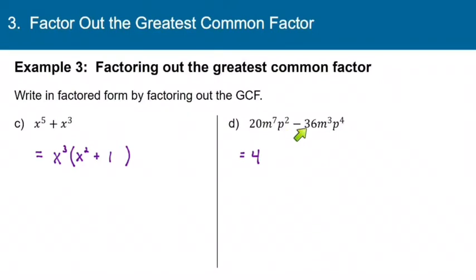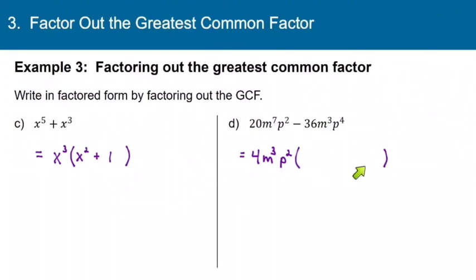And then let's look at the variables. So both of our terms contain an m, and that means m is common, and that means we need to include the smaller power of m in our GCF. And now look at p. Both terms contain p, and therefore p is common, and therefore we need to include the smaller power of p in our GCF. So it looks like our GCF needs to be 4m to the third p squared. And then this polynomial was 2 terms, so we'll need a pair of parentheses big enough to hold 2 terms.